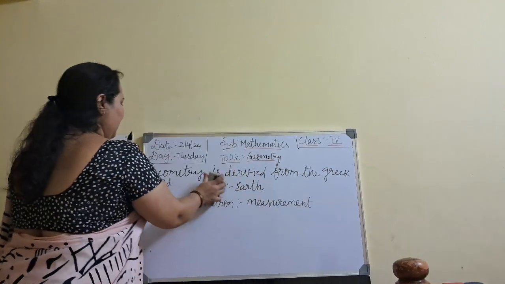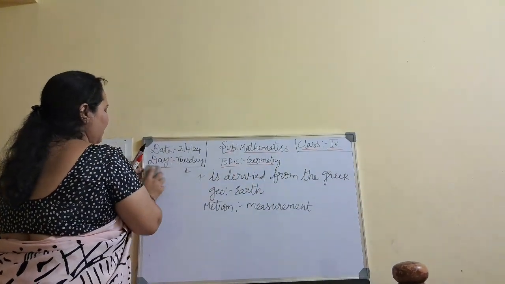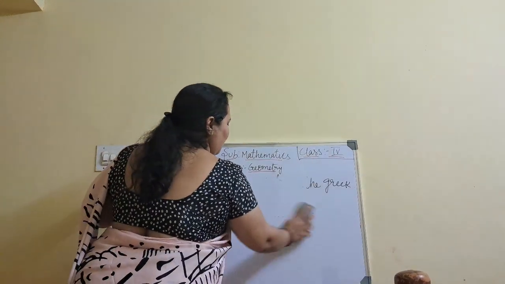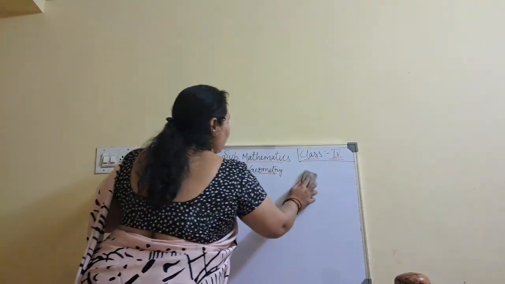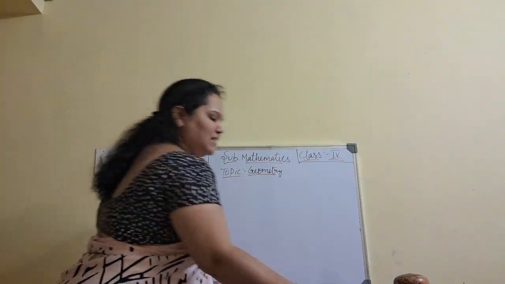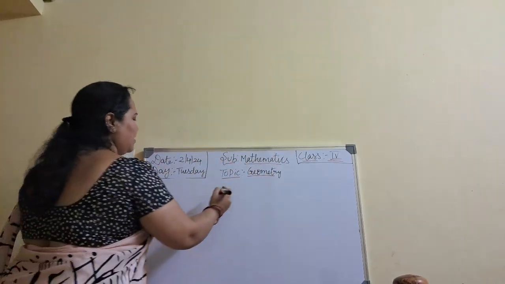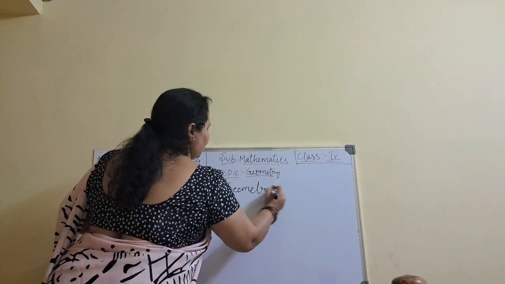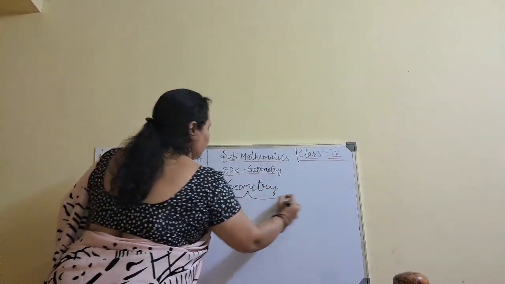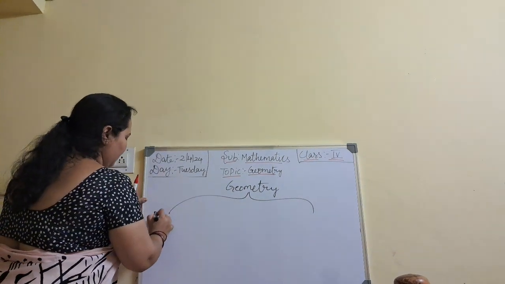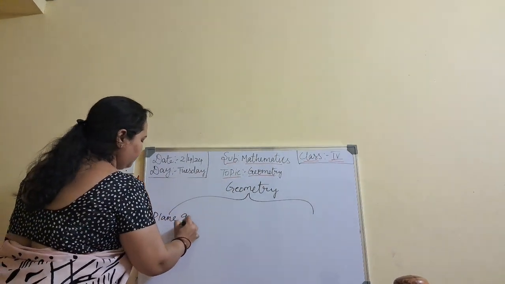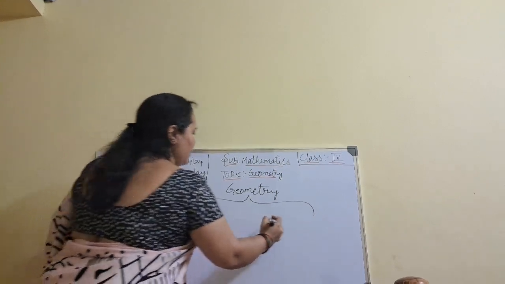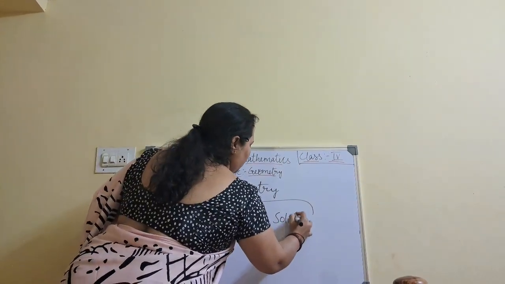So what is plane geometry? Can anyone have any idea about that? In the previous classes you already learnt about plane geometry, that is shapes. Geometry has two types. One is plane geometry, and then another one is solid geometry.